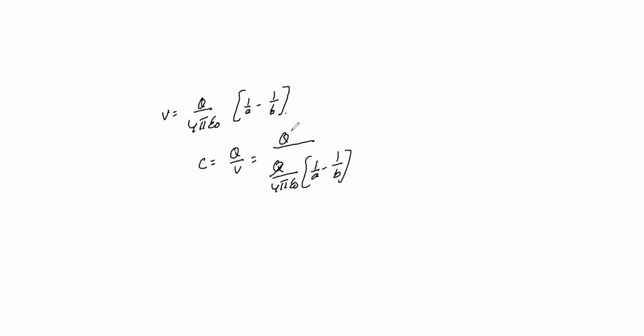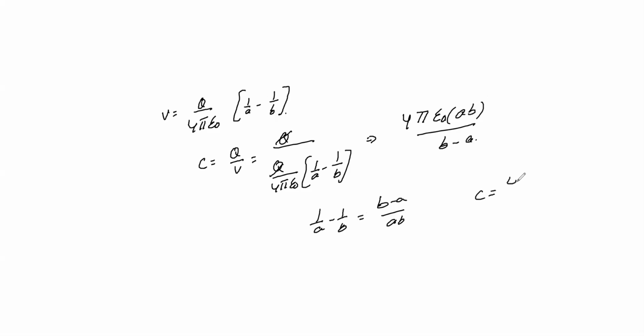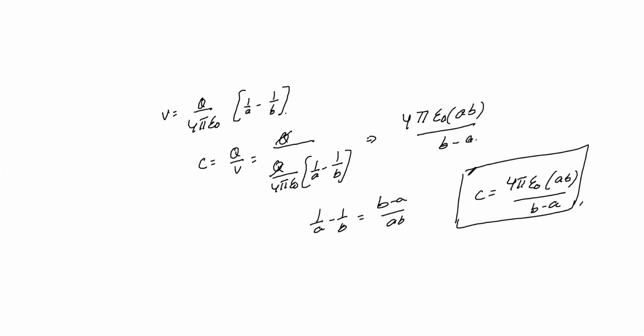So the Q will get cancelled, and 4 pi epsilon naught goes to the upper side, and we cross multiply. Now 1 by A minus 1 by B I can write as B minus A by AB. So AB will be multiplied into the numerator, and the denominator will be B minus A. So the capacitance relation is C is equal to 4 pi epsilon naught AB by B minus A. Please take this relation. This is your capacitance.